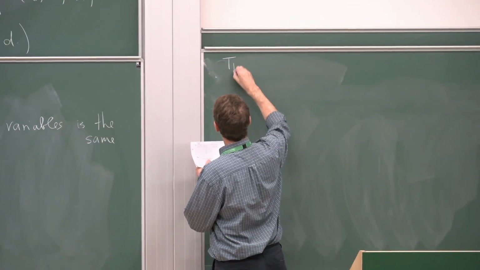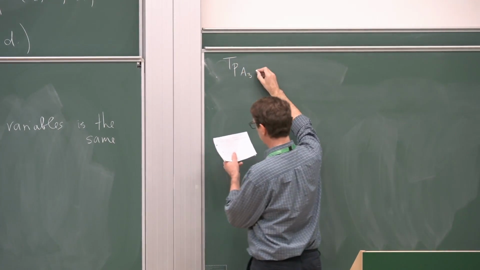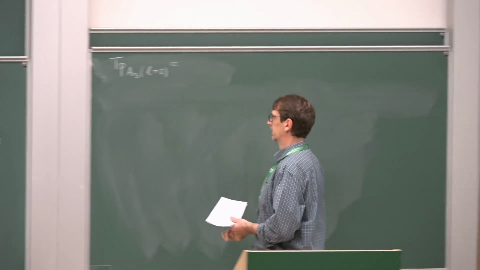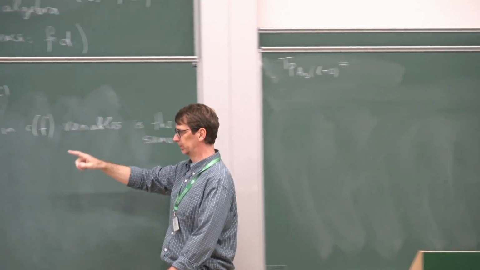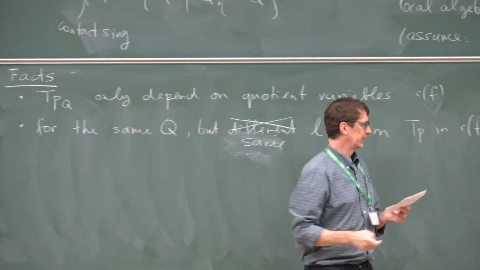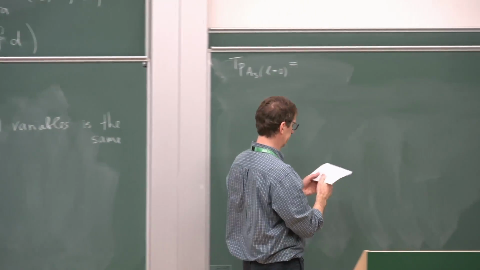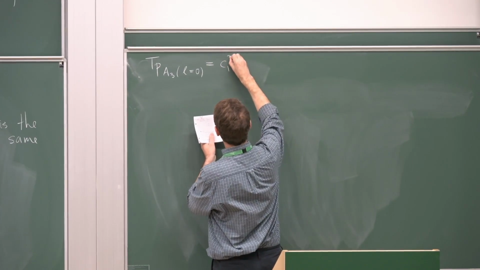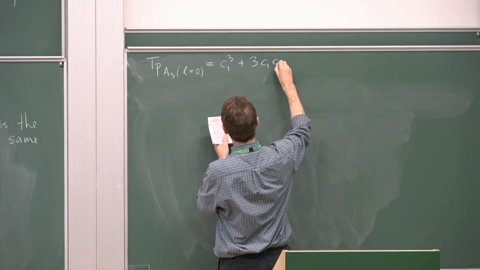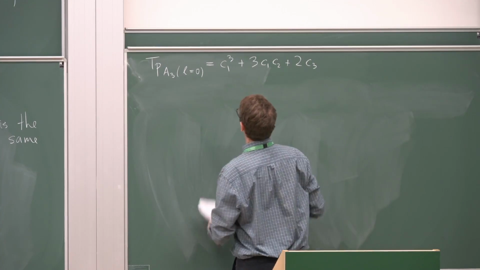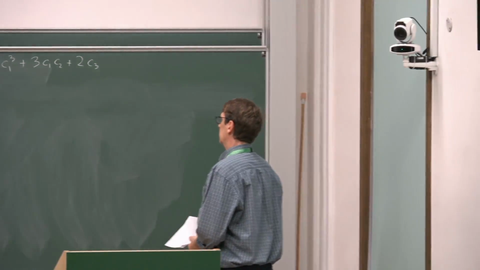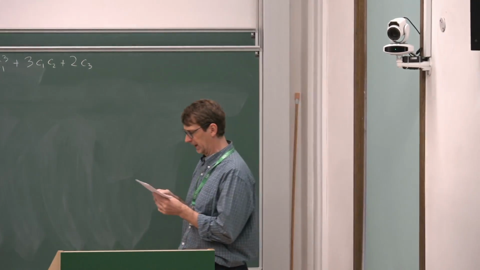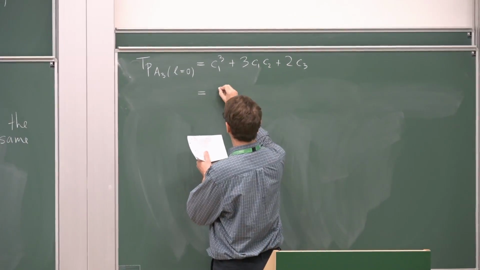So consider the Thom polynomial of A3 for L equals 0. What do I mean? A3 was an algebra, and I'm considering equal dimensional manifolds. The claim is that it is c1 cubed plus 3 c1 c2 plus 2 c3. This is just a fact. I'm going to write it in Schur expansion, for those who know what Schur polynomials are.